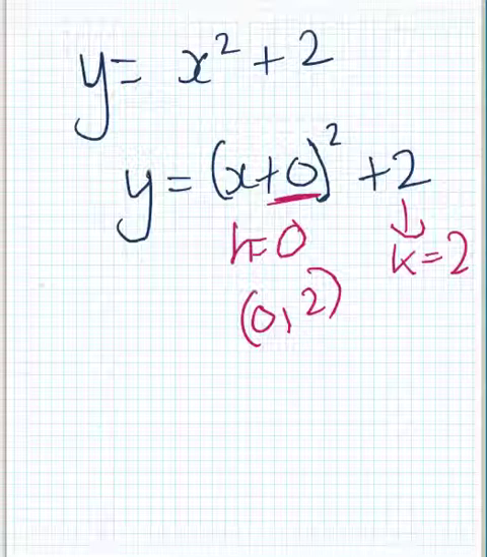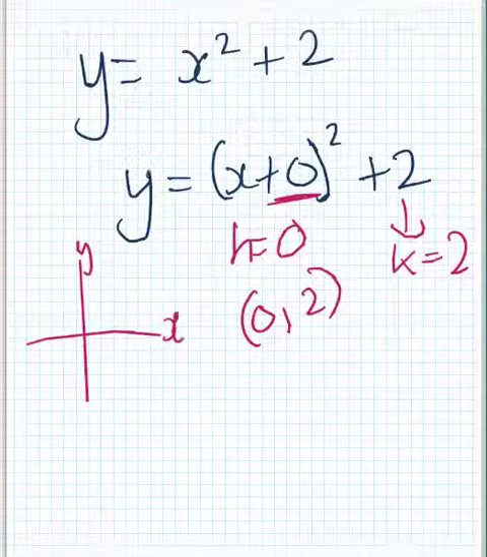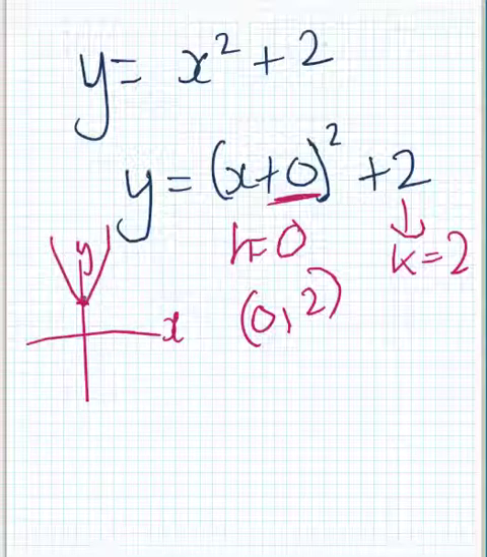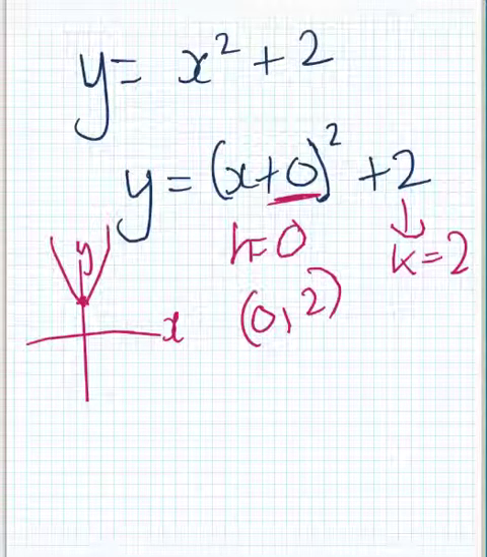And that's it. We can actually then draw this graph quickly. When x is 0, y is positive 2, there's our turning point. And we can also see that it's been shifted up 2 units, so it's the same sort of thing.